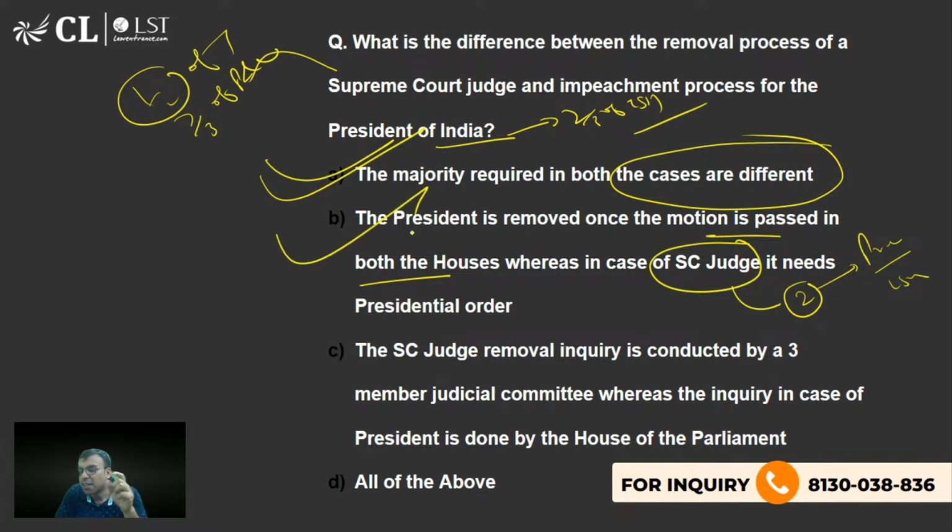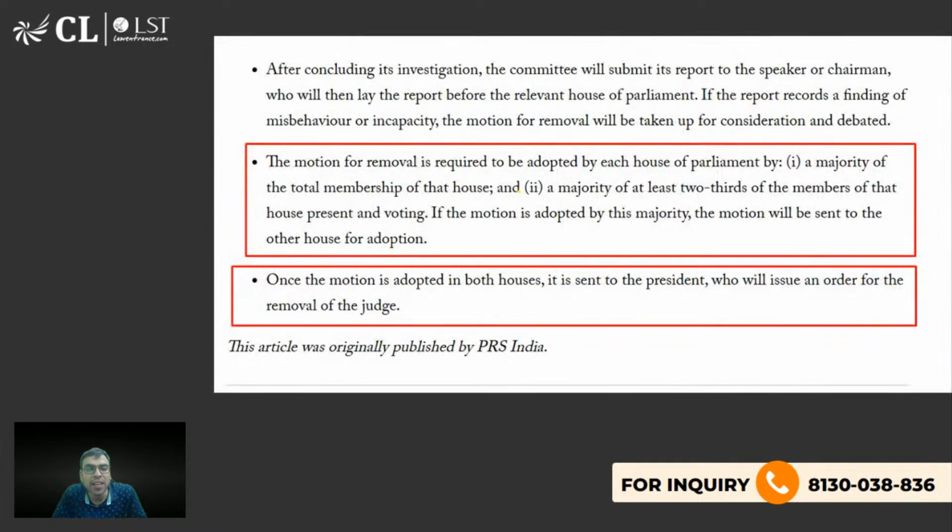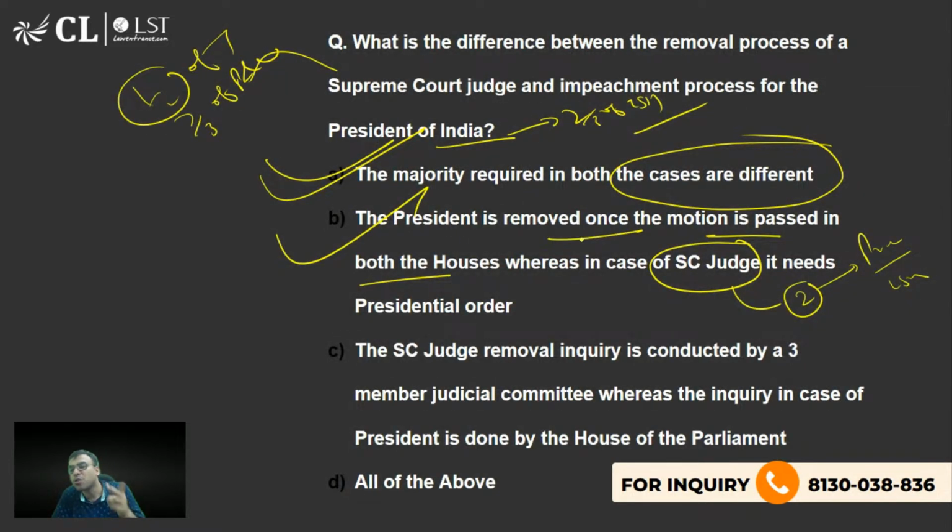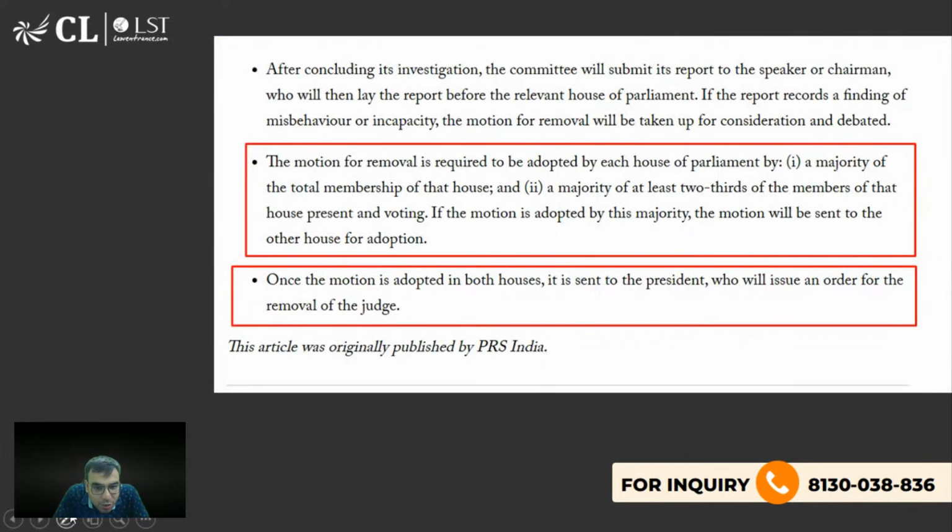That is also correct. In the president's impeachment, once the two houses pass it, the president is removed. But in the case of a Supreme Court judge, even if the two houses have passed it, the judge is not removed unless the president signs it. So the president's signature is also necessary, right? Then the president will issue an order. That is what I have told you.